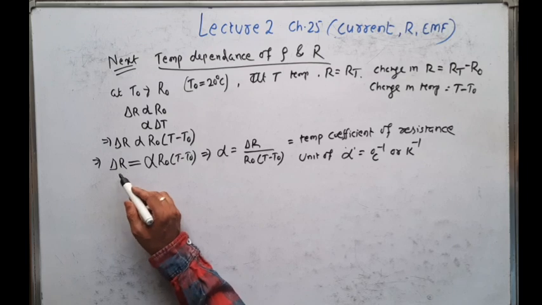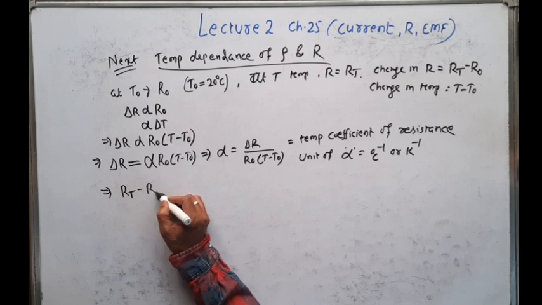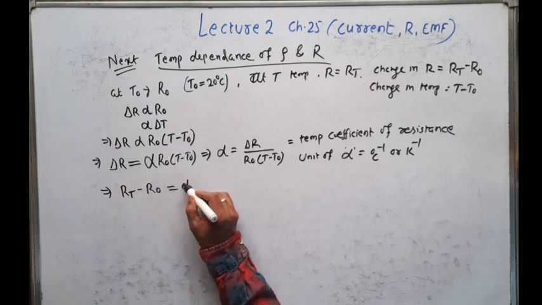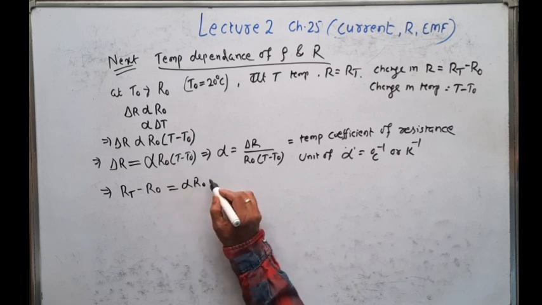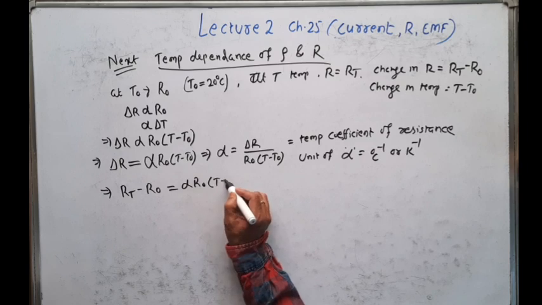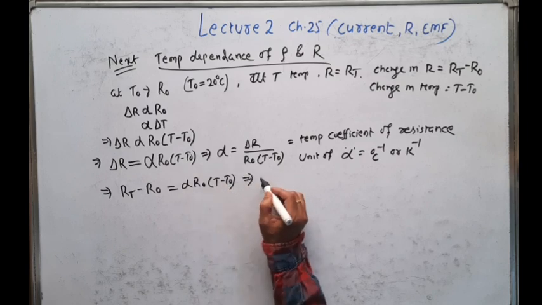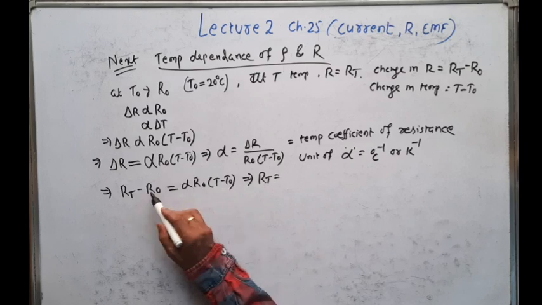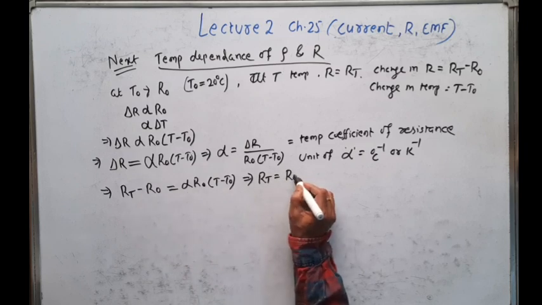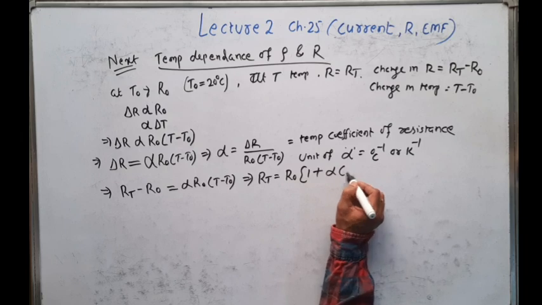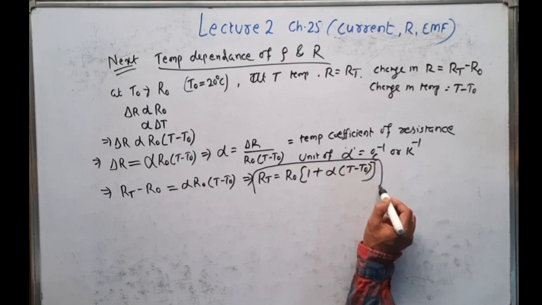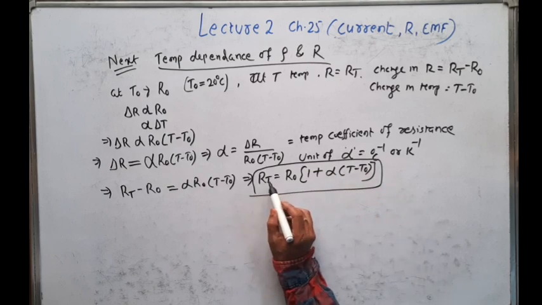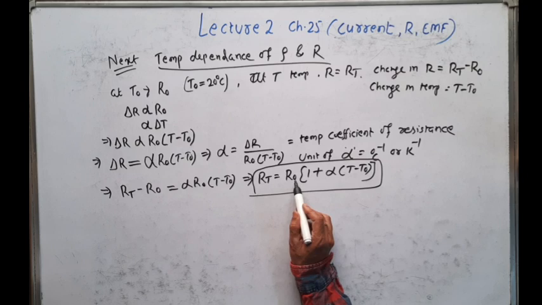So what is delta R? It is nothing but RT minus R naught, which is equal to alpha into R naught into T minus T naught. That implies RT is equal to, taking R naught common, R naught into 1 plus alpha into T minus T naught. So this is the resistance value at any temperature in terms of resistance at the initial temperature.